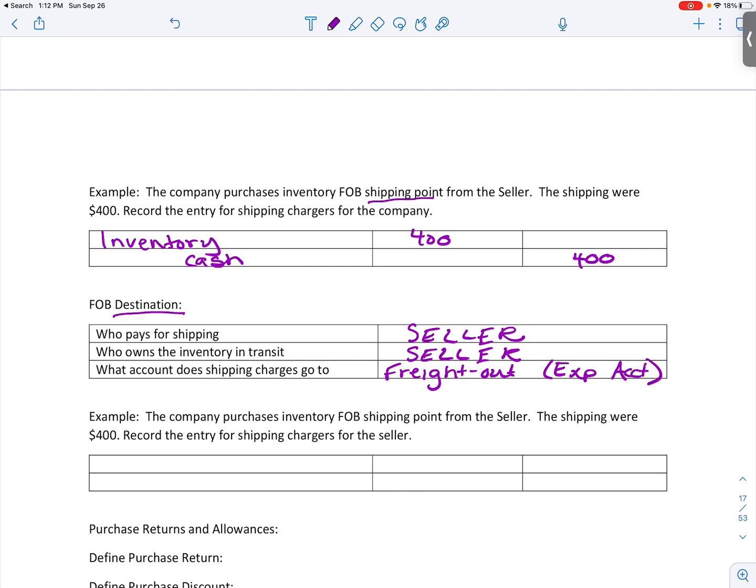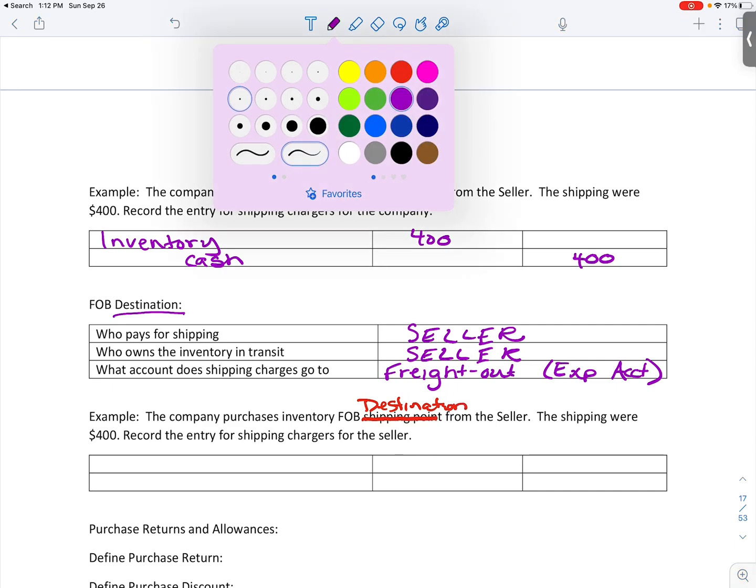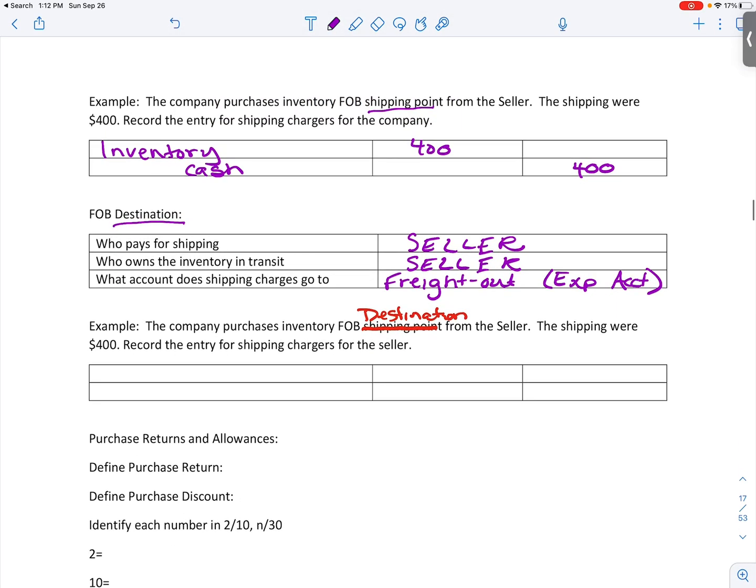And it's just the account that we keep these charges in. So this is incorrect on here. So if it is FOB destination, what does that look like? What does that journal entry look like? Remember, freight out is an expense account. If I'm going to increase that, I debit it. So I'm going to debit freight out. I'll credit my cash for that $400.